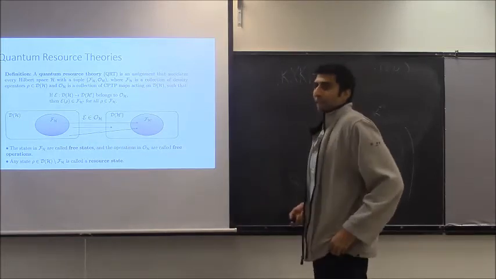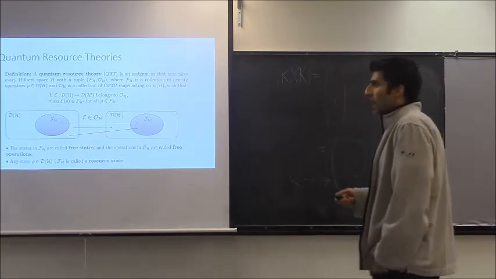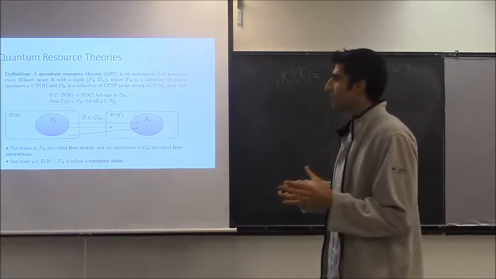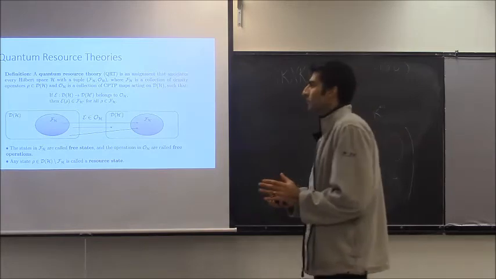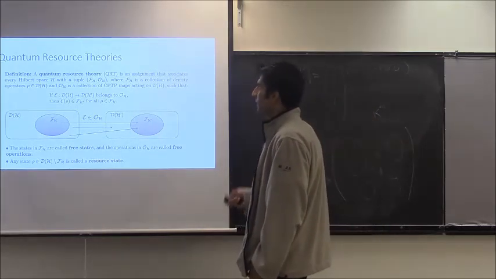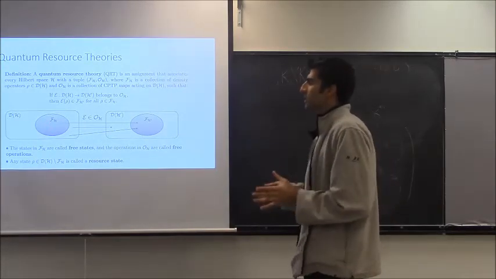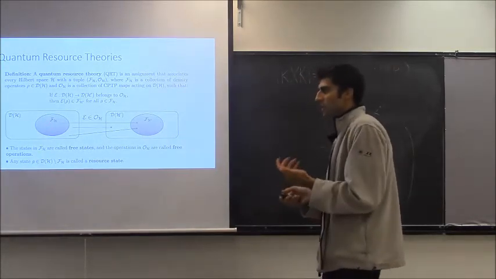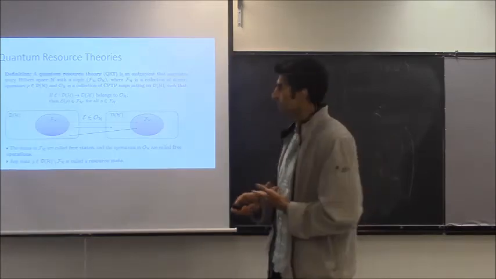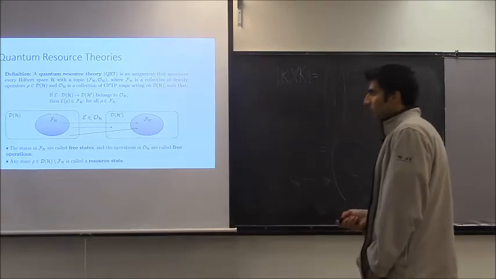But mathematically, this FH is just any subset. I drew it here as a nice convex set, but in general it doesn't need to be. It doesn't even need to be a closed set for that matter. But most of the nice physical resource theories have a convex closed set. This is just a very general definition.